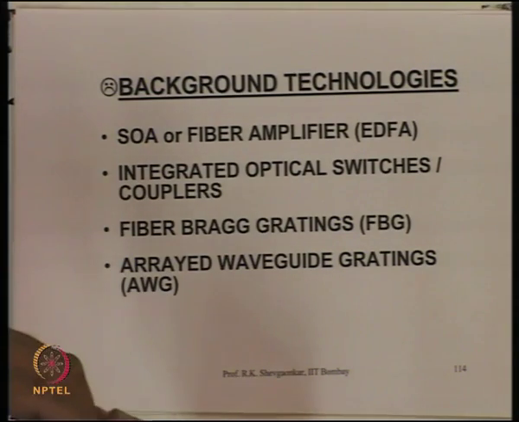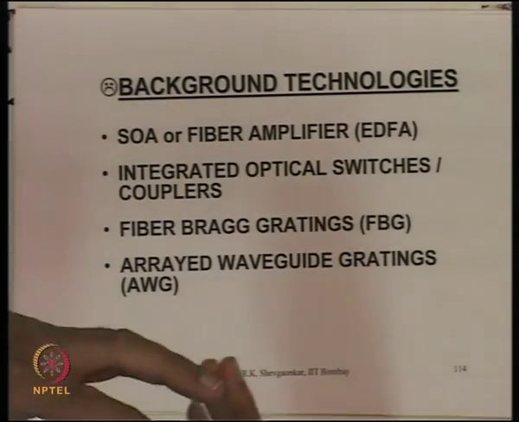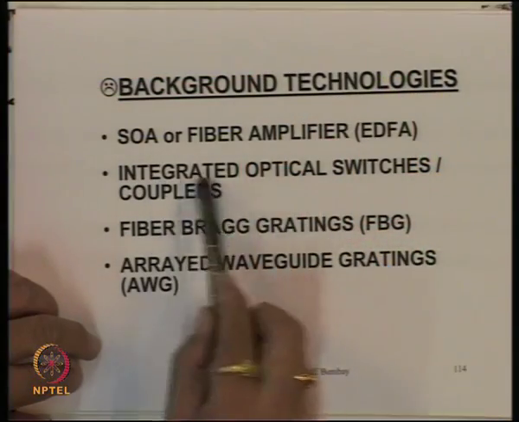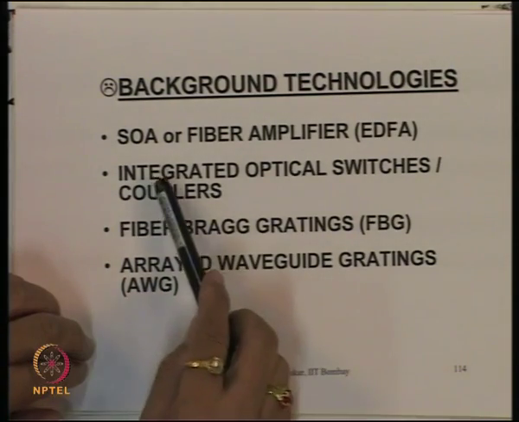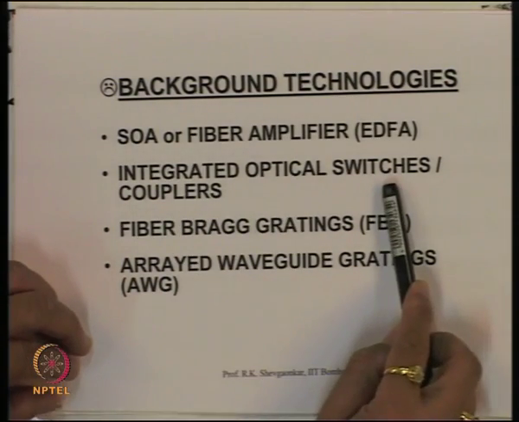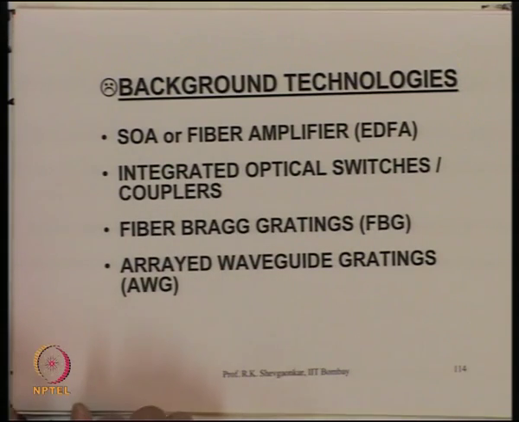Then the devices which are used like combiner of different optical channels, dropping a particular wavelength or adding a particular wavelength, and if you want to do this dynamically, that means you should be able to configure these things. We require devices called the integrated optical devices, and in that we can have integrated optical switches or couplers.